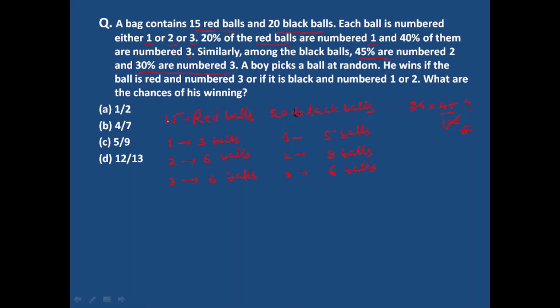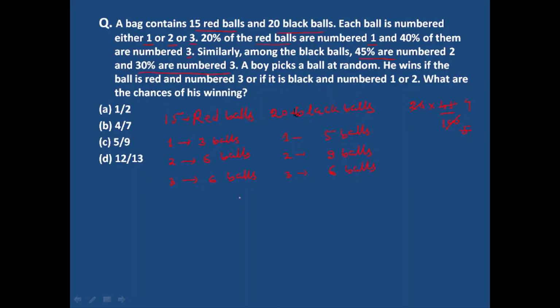So out of 15 red balls, 3 balls are numbered 1, 6 balls are numbered 2, and 6 balls are numbered 3. And out of 20 black balls, 5 balls are numbered 1, 9 balls are numbered 2, and 6 balls are numbered 3. Okay. So what we have to find out: a boy picks a ball at random. He wins if the ball is red and numbered 3, or if it is black and numbered 1 or 2. What are the chances of his winning?